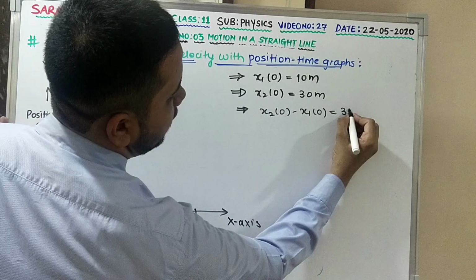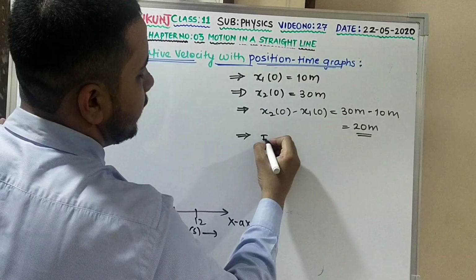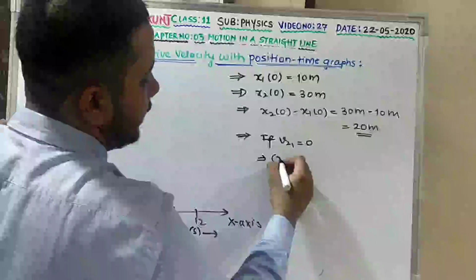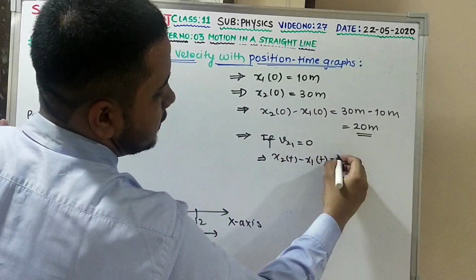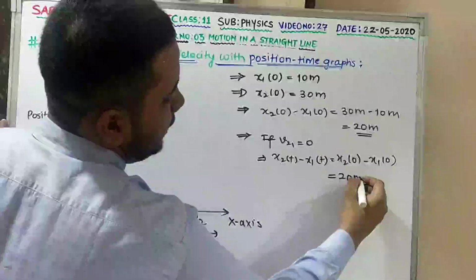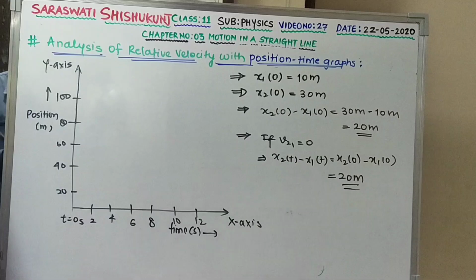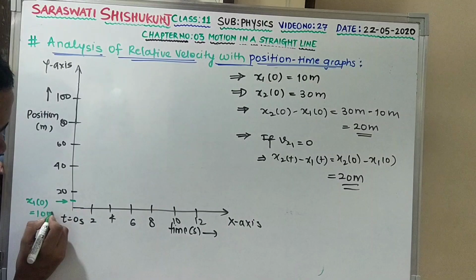Then the difference between them, x20 minus x10, is 30 meters minus 10 meters, that is 20 meters. And as we know, if v21 is 0, then x2(t) minus x1(t) equals x20 minus x10, which is 20 meters. Means the distance is going to be the same, 20 meters. Now let us plot over here. Can you see 10 meters? So this is my x10, considered to be 10 meters.